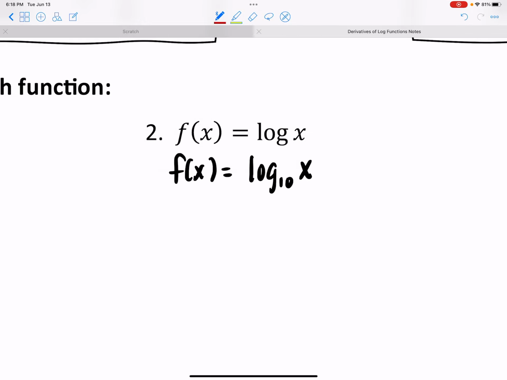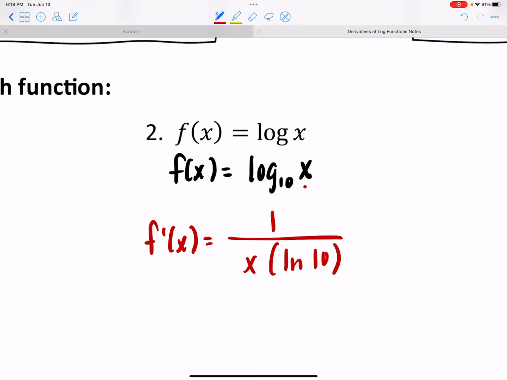So let's apply again our derivative rule. F prime of x is the reciprocal of the product of our variable and the natural log of our base. And that's it. That's our derivative.